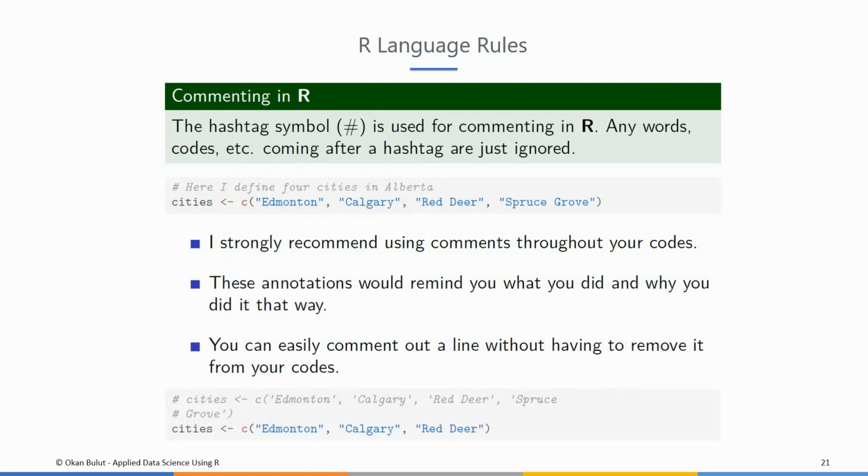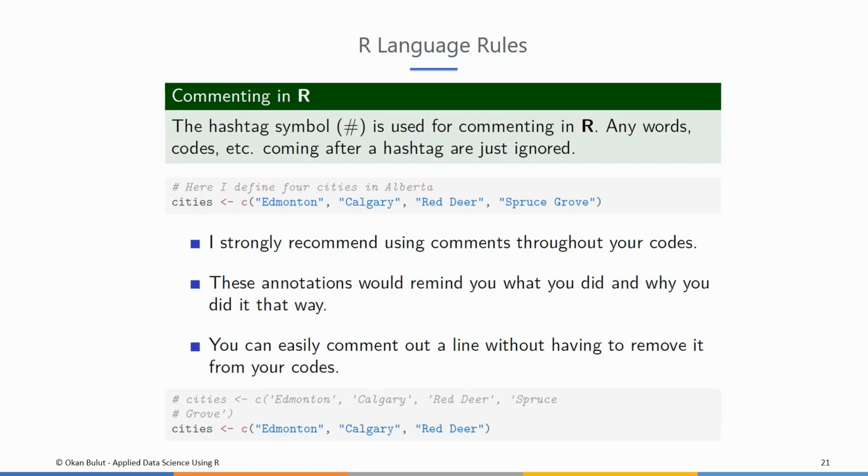Commenting in R happens with hashtags. Whenever you type a hashtag, anything that comes after the hashtag becomes a comment in R. In this example, I say, here I define 4 cities in Alberta. Since I started with a hashtag, that line becomes a comment. Comments are good because we can create annotations like this to remind ourselves what we did, why we created that variable, how we manipulated it, and things like that.